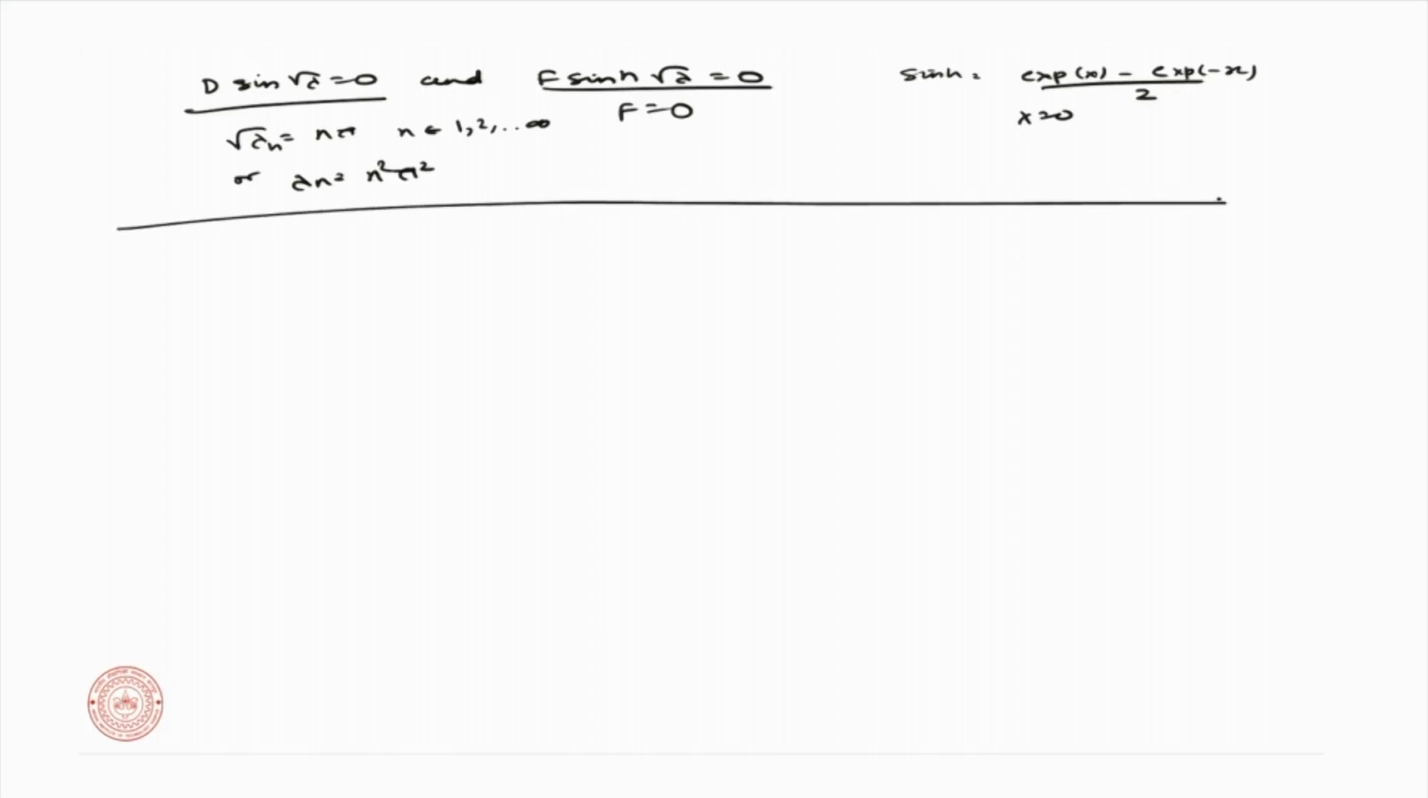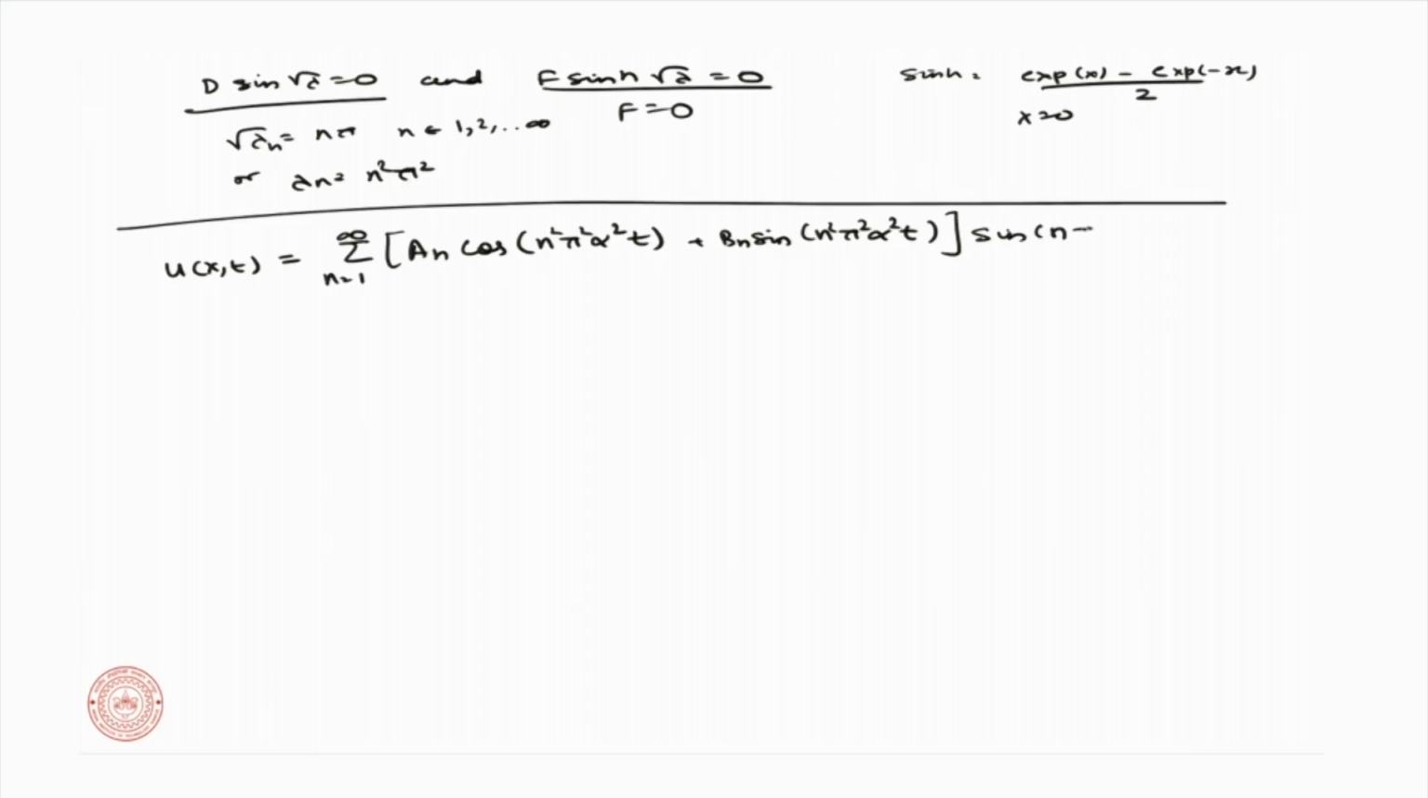Okay. Now, we can assimilate everything together and you can find u of x comma t, therefore, equals summation n equals 1 to infinity of a n cos of n square pi square lambda square t plus b n sin of n square pi square lambda square t, and then what is left is the sine of n pi x. Okay, that makes sense. All right.